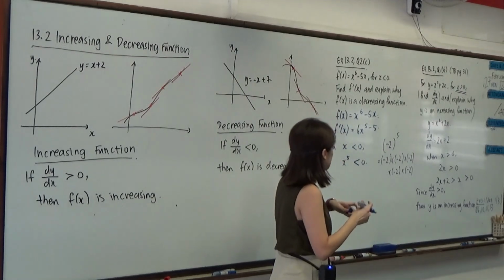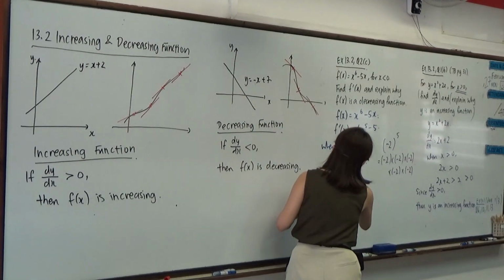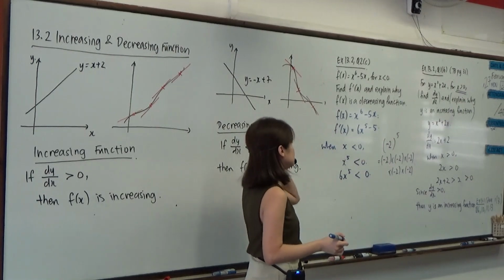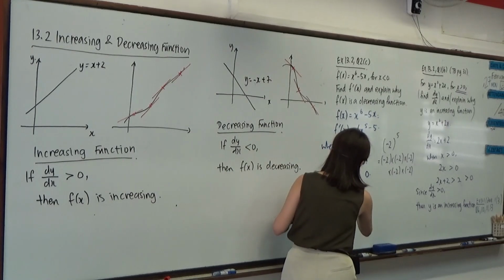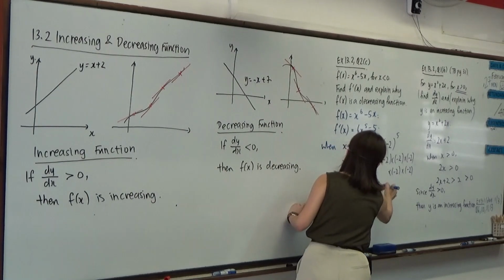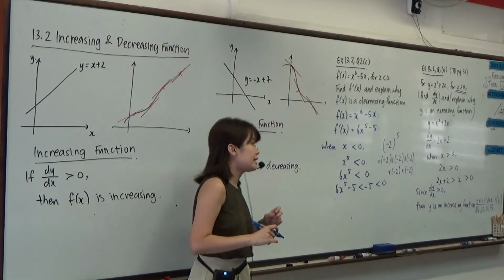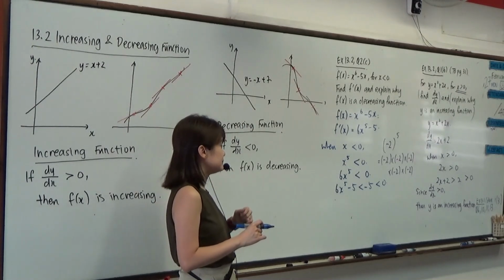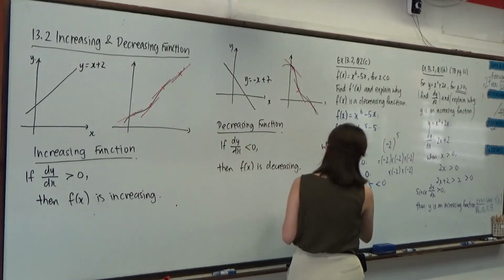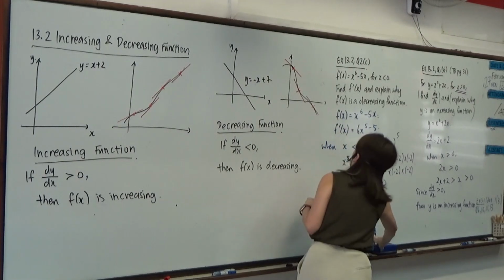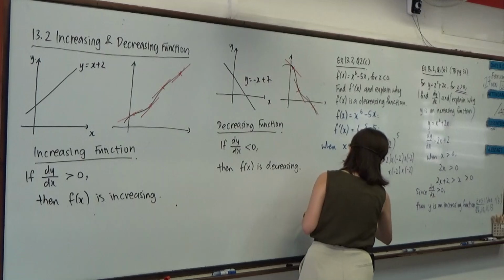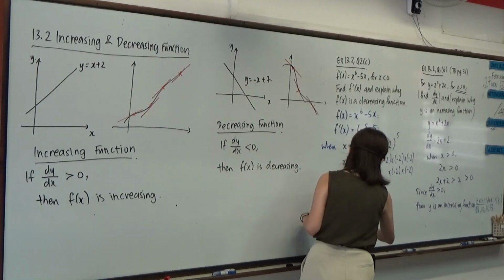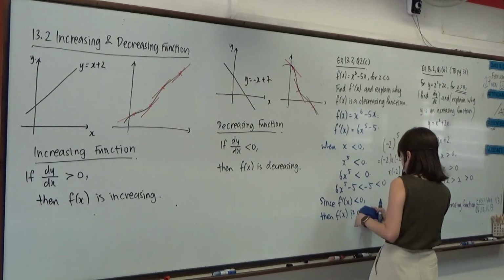So, since x to the power of 5 is less than 0, we do our multiplication: 6 times something less than 0 is less than 0. Then we minus 5 on both sides, and we see that 6x to the power of 5 minus 5 is less than 0. So with that same conclusion, since f prime x is less than 0, then f(x) is a decreasing function.